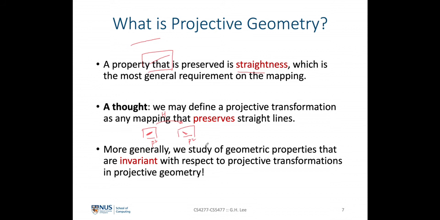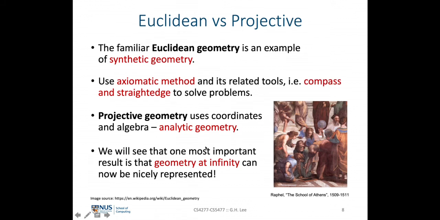So preservation of the straightness of straight lines in the projective transformation is one of the properties. Throughout these lectures, we'll look at some other forms of geometrical invariance that are invariant to certain forms of projective transformation in projective geometry.